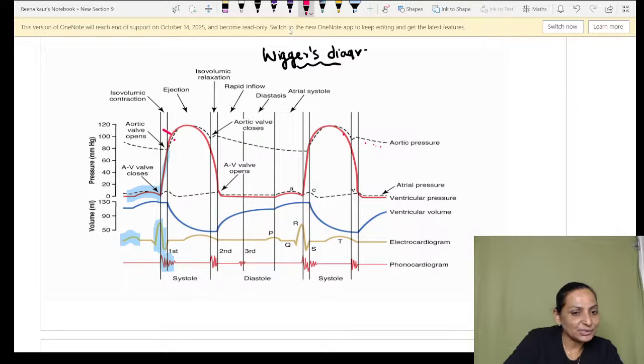As there is ejection, there is a fall of pressure, and this is the point where there is the closure of the aortic and the semilunar valve, and this reflects the S2. So you can see here you directly get S2, and just before it you are going to get ventricular repolarization, that is the T wave on ECG. So you have to learn the cardiac cycle sequence-based.